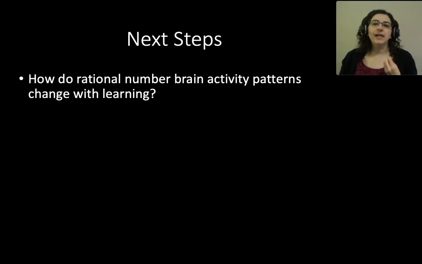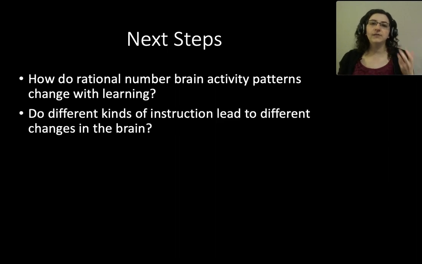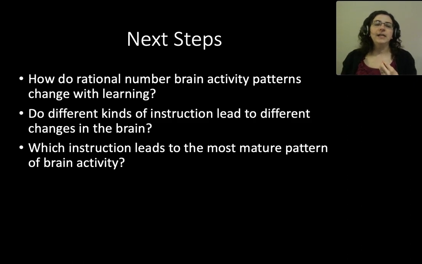So the next steps that we're interested in pursuing is, how does rational number brain activity patterns change with learning? How do different ways of teaching rational numbers lead to different changes in the brain? And you could imagine that the emphasis on just a symbolic way of processing it might be different than a non-symbolic effort.